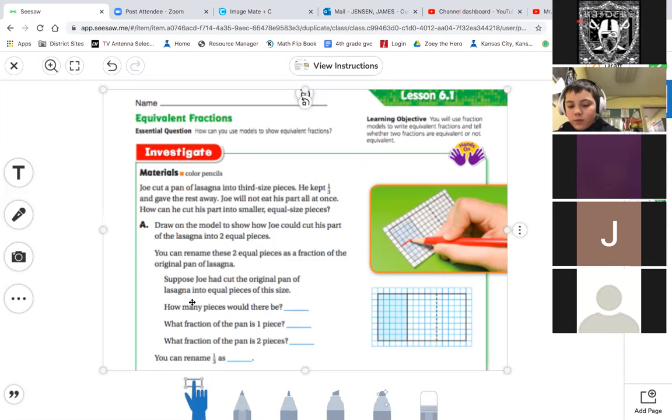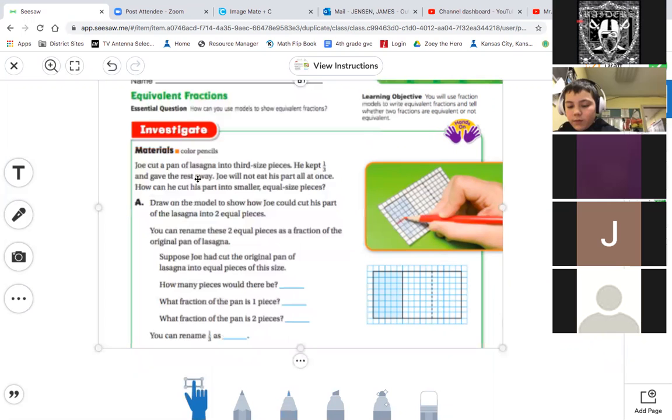Okay, it says, Joe cut a pan of lasagna into third size pieces. So meaning 3 equal pieces. He kept 1/3 and gave the rest away. Joe will not eat his part all at once. How can he cut his part into smaller, equal-sized pieces? So here's the plate of lasagna, all right? And we see 1, 2, 3 equal parts. And he gave 2 of them away, and then he kept this for himself. So we could say he kept 1/3, right?